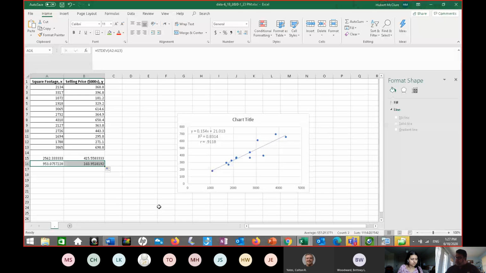And then B sub 0, I'm sorry, I got it backwards. B sub 0 is equal to Y bar, which is going to be 415.55, minus, did somebody get B sub 1 for me? Oh, we can't see what you're writing. I'm sorry. There you go. Somebody do that for me.